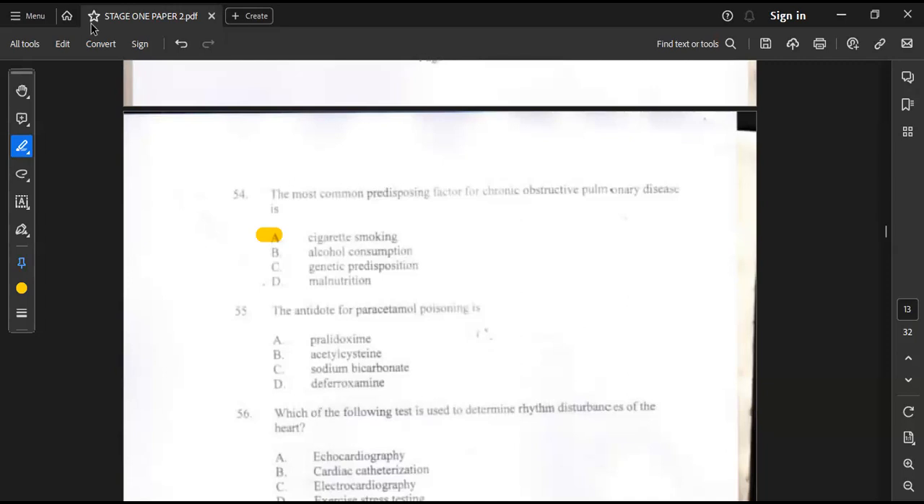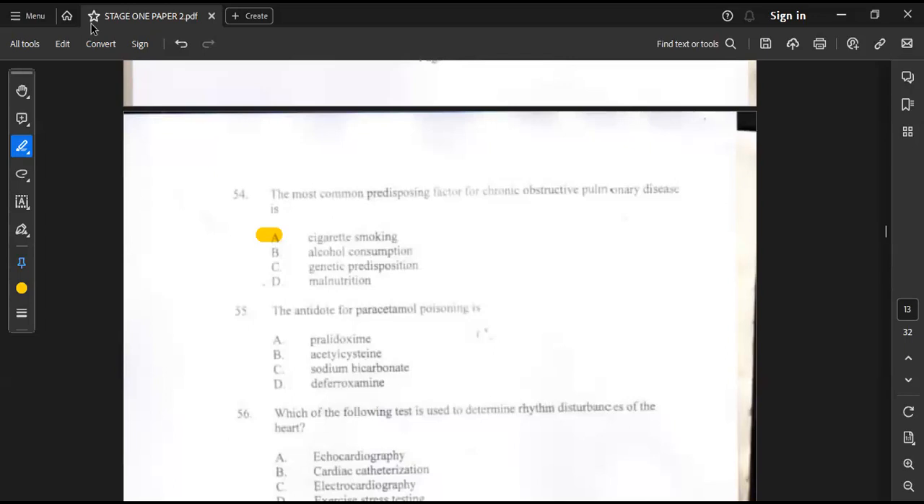Then inhaled corticosteroids like fluticasone, or you could use a combination of inhalers that contain both a bronchodilator and a corticosteroid. And sometimes you can use phosphodiesterase 4 inhibitors like theophylline. I think that's it.